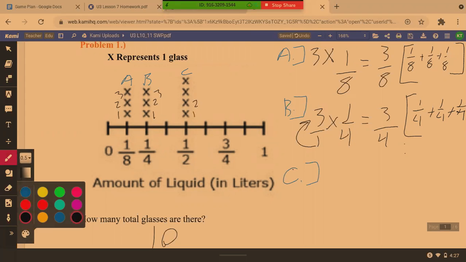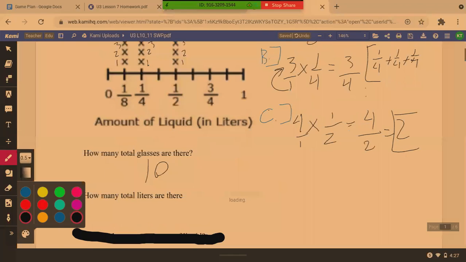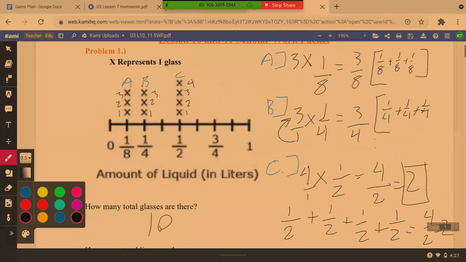Let's go into C. With C, we got 1, 2, 3, 4. 4 times 1/2. And that's going to be 4 times 1 equals 4/2, which can reduce into 2, a whole number. Remember, if you don't feel comfortable multiplying fractions, do 1/2 plus 1/2 plus 1/2 plus 1/2. And I get 4/2, which goes into 2. So I forgot to put the totals over.